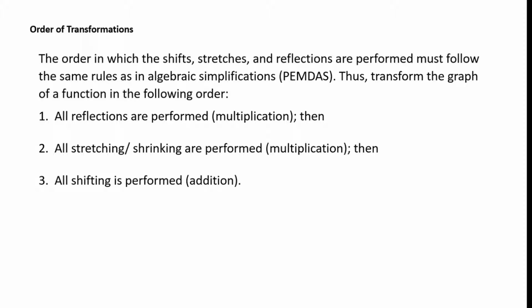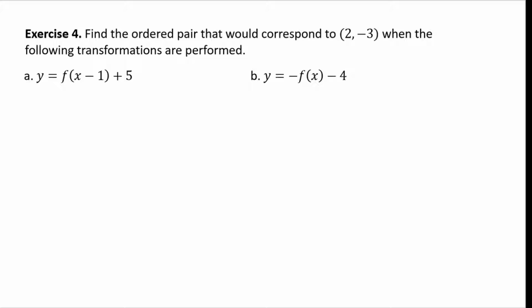1. We do all reflections, that's multiplication, first, then 2, all stretching and shrinking are performed. That's also multiplication. And then finally 3, the shifting that has to do with addition or subtraction is performed next. Find the ordered pair that would correspond to 2, -3 when the following transformations are performed. Part A. Y equals f of x minus 1 plus 5. Well, let's see, these are all addition or subtraction, so the order doesn't matter.